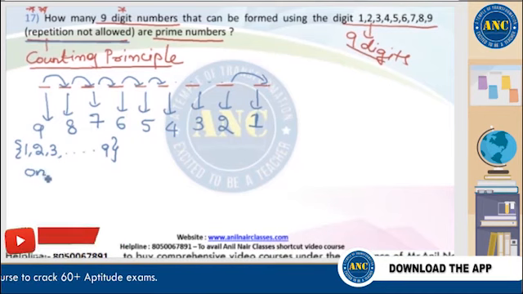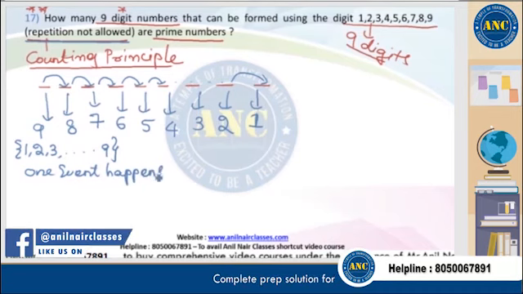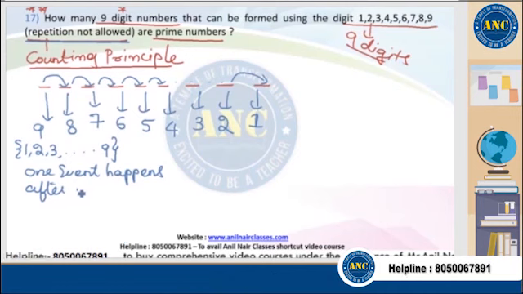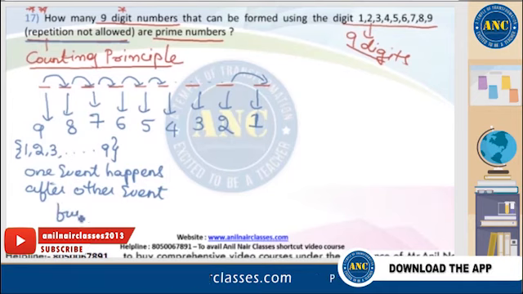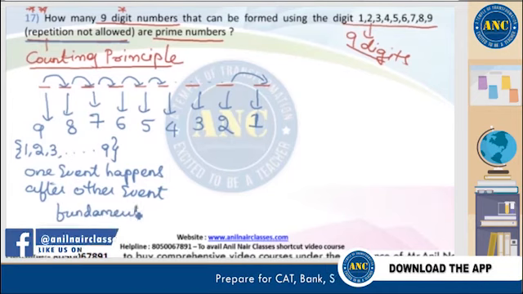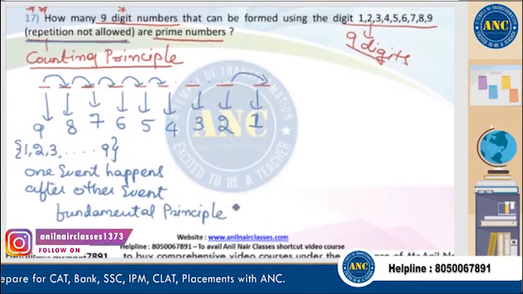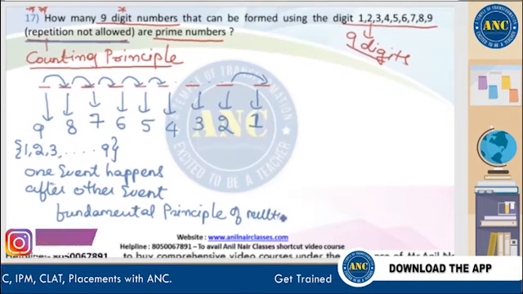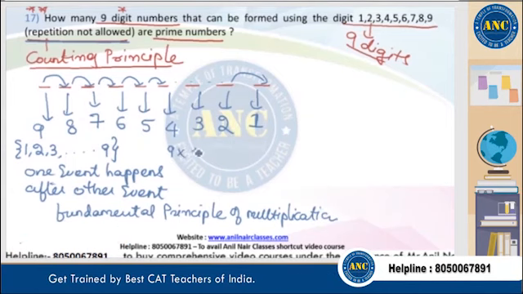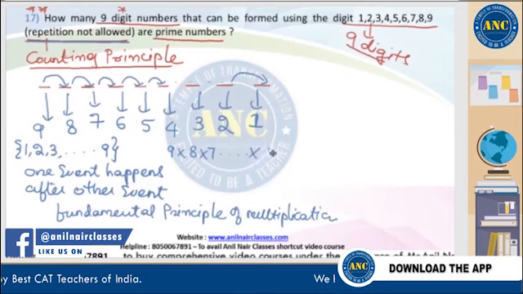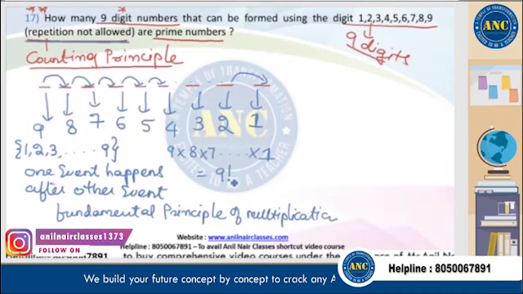One event happens after another event. If one event follows another event, this is nothing but the fundamental principle of multiplication, a rule under the fundamental principle of counting. So this becomes 9 into 8 into 7 into 6 and so on up to 1, which is 9 factorial. Total 9 factorial numbers are there.